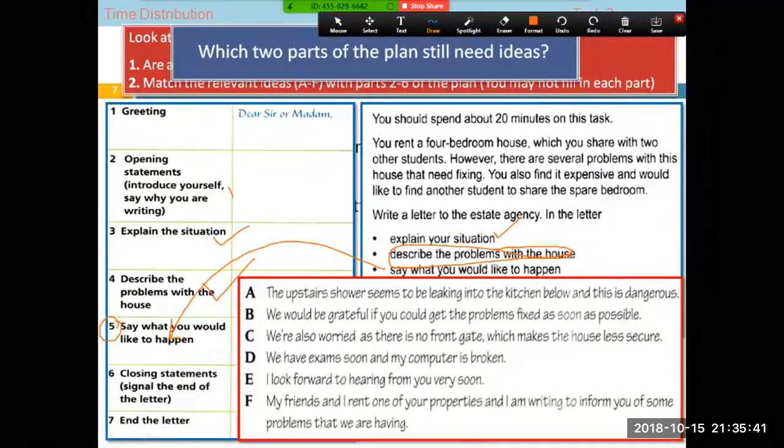And what was that? Please read this sentence. "You also find it expensive and would like to find another student to share this spare bedroom." Have you mentioned it anywhere in the letter? No. So actually, you want his permission to bring another student with you to share that extra bedroom, maybe, and share the rent.